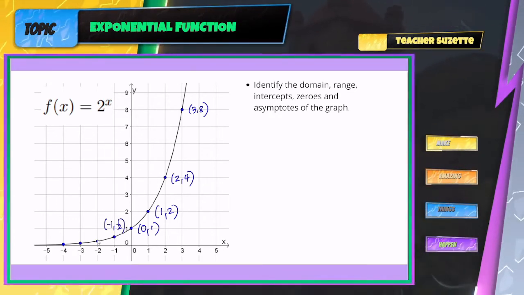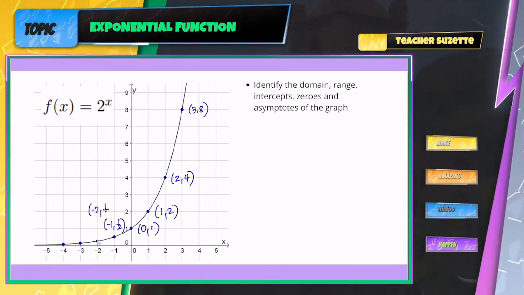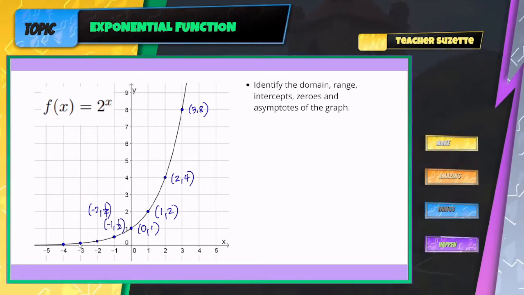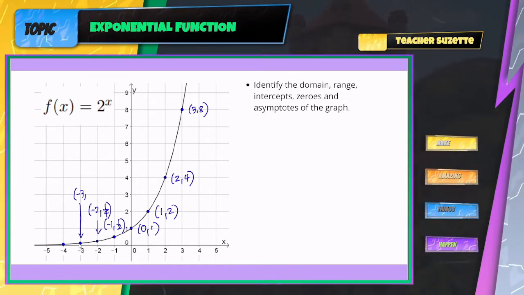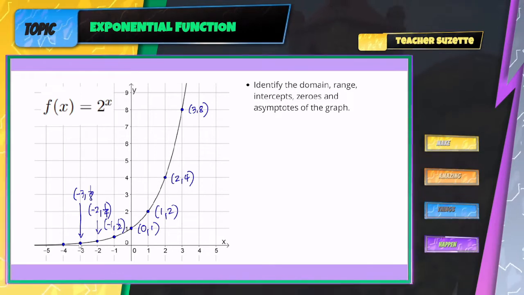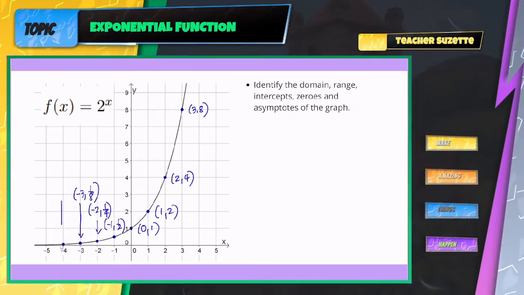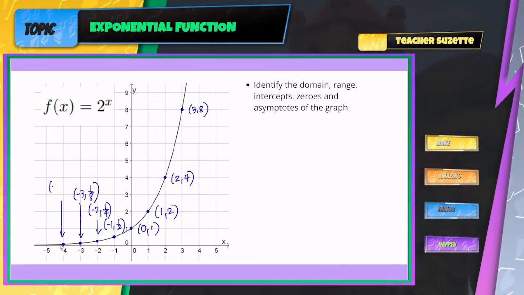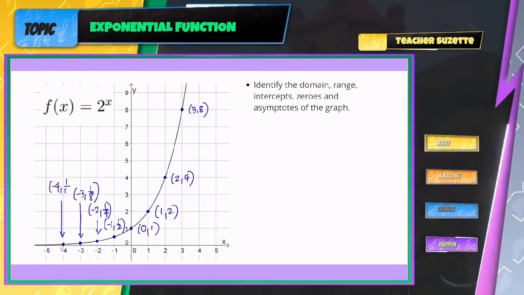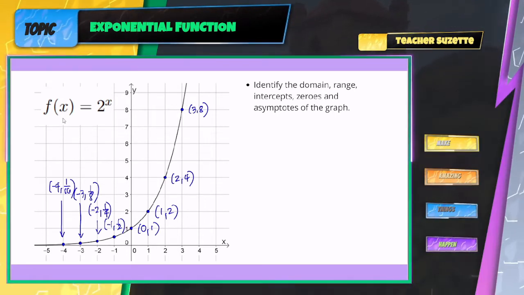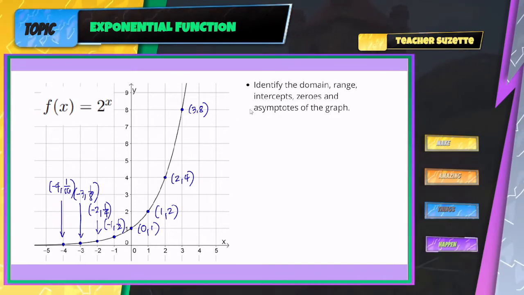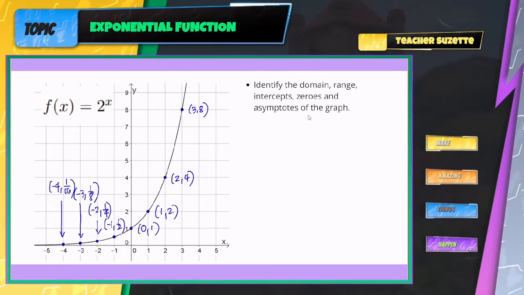Next, negative 2. So, we have negative 2, comma 1 over 4. Then, next, you have negative 3. Let's put an arrow to emphasize the points. Then, you have negative 3, comma 1 over 8. And lastly, we have negative 4, comma 1 over 16. So, that is the look of the graph of our function f of x is equal to 2 raised to x. Now, let's identify the domain, range, intercepts, zeros, and asymptote of our graph.